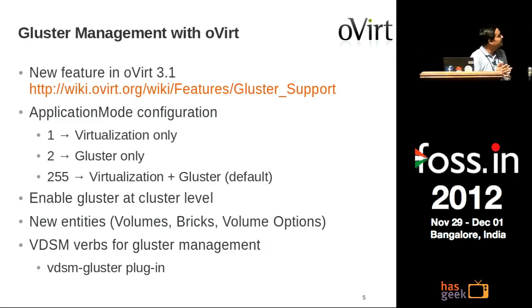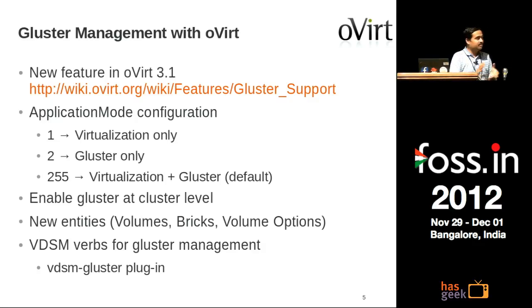So one of the key things which have been done as part of this integration work is the introduction of a configuration called application mode. So if you set the configuration to 1, it becomes a virtualization only product. If you set it to 2, it is only for managing your Gluster storage, and setting it to 255 or 3 will make it a virtualization plus Gluster mode. So we are going to look at the Gluster only mode today, and also a little bit about Virt plus Gluster mode when I go to the demo part.